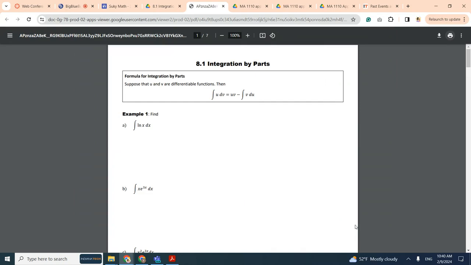I also made the chapter 8 concept map. Yes, that's the chapter 8 concept map, so you have an idea what we're going to learn in this chapter.